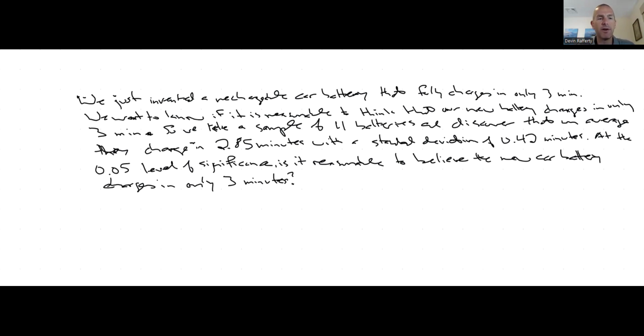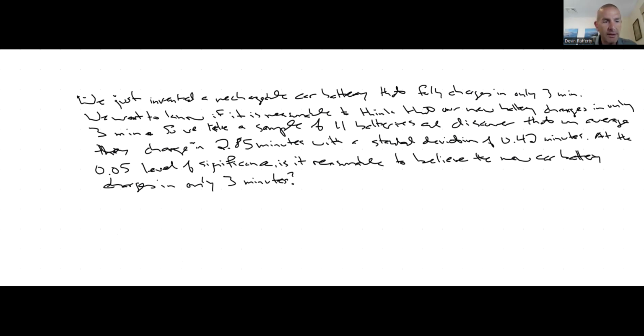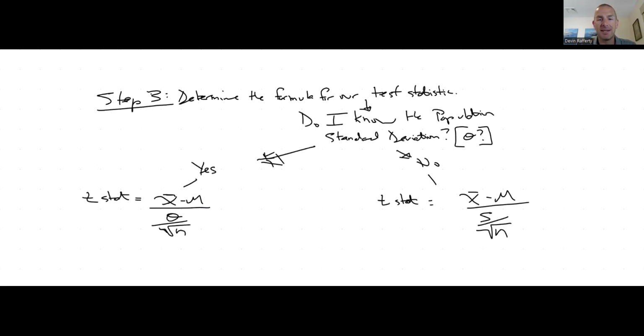All right, well, 0.05 is the level of significance, okay? Step 2, determine the level of significance. Well, done. It's already there. 0.05. Okay, done. Move on to step 3. Step 3 is choose the formula for your test statistic. In other words, I'll even scroll back to the step here, right? Step 3, determine the formula for our test statistic.